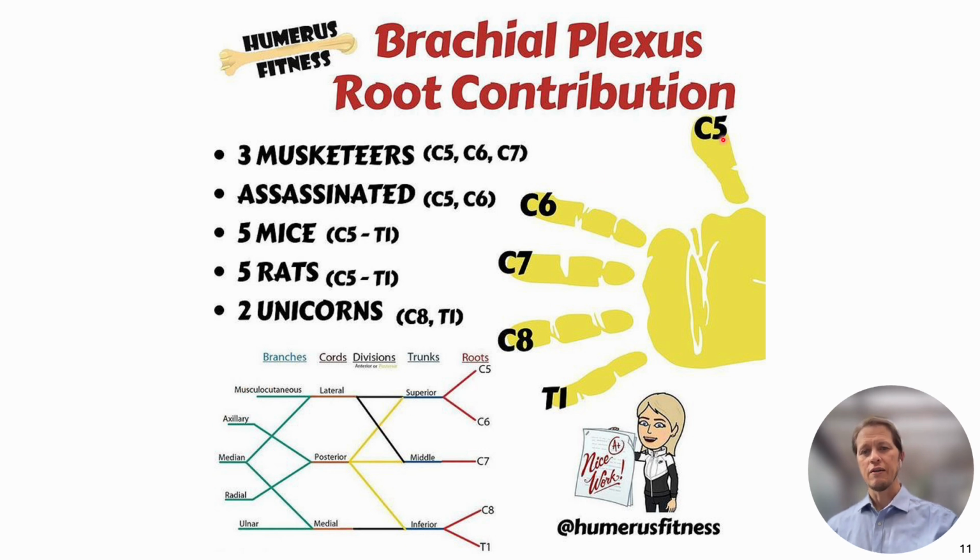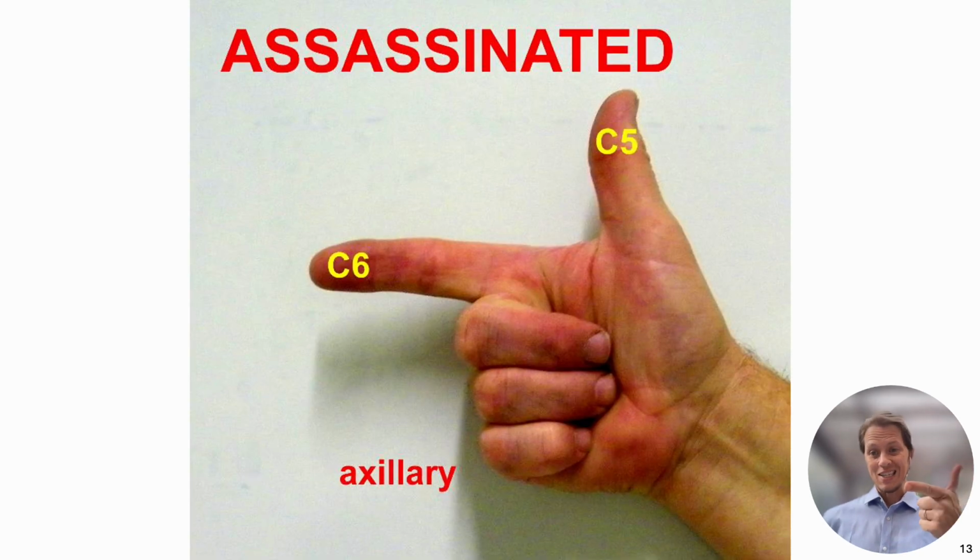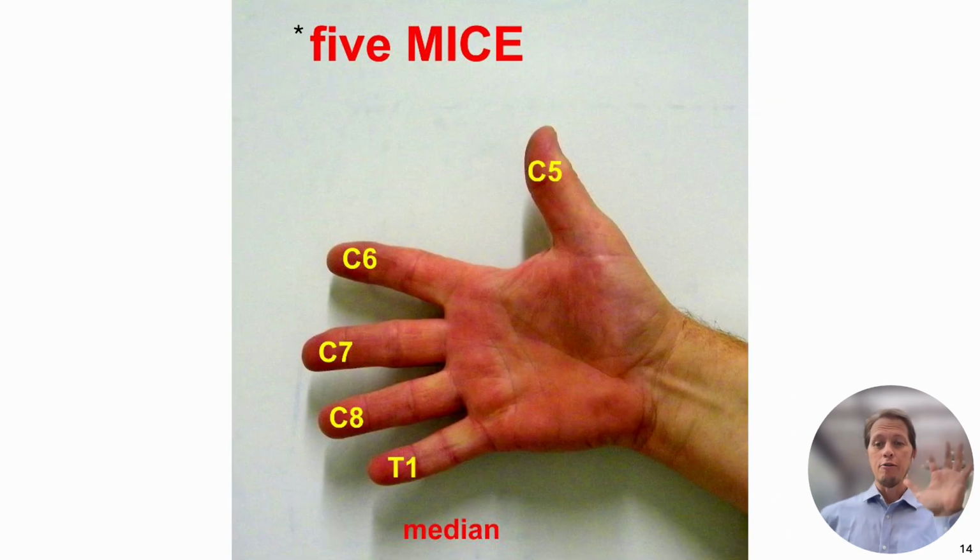Which branches? Well, you have this nice little using-your-hand mnemonic to take it on, and it's three musketeers assassinated, five mice, five rats, and two unicorns. Poor mice, poor unicorns. But here we go. Three musketeers, C5, 6, and 7, musculocutaneous, right? Musketeers. Assassinated, right? C5 and 6, axillary for assassinated. Five mice, median nerve mice.